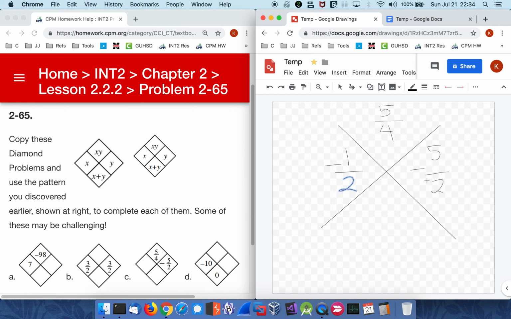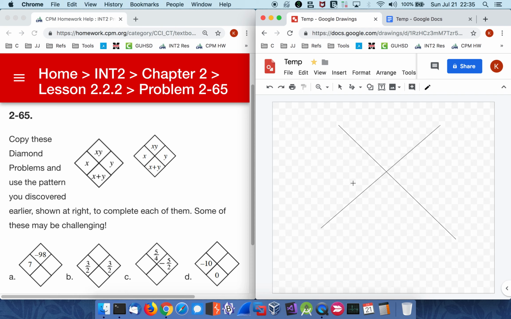Alright, and now we want to add these two together. Well, again, thankfully, the denominators are the same. So we're just going to add them. So negative 1 plus negative 5 is negative 6, right? Denominator stays the same. Oh, tricky again. Negative 6 divided by 2 is what? Is negative 3. Boom. Good to go. Done. All right, cool. Let's do D.